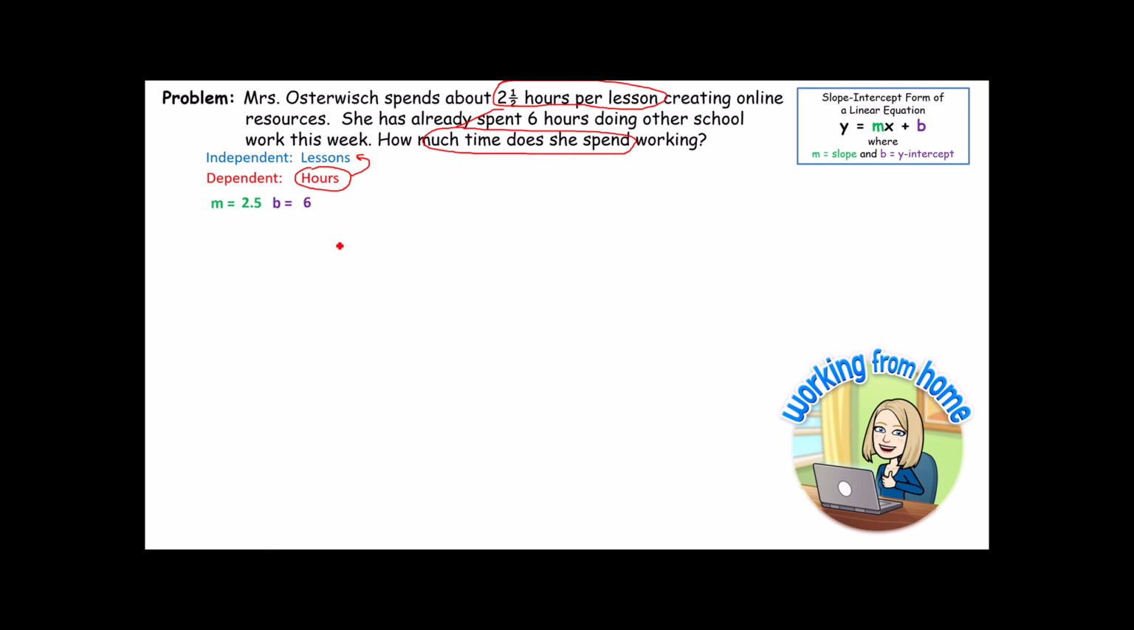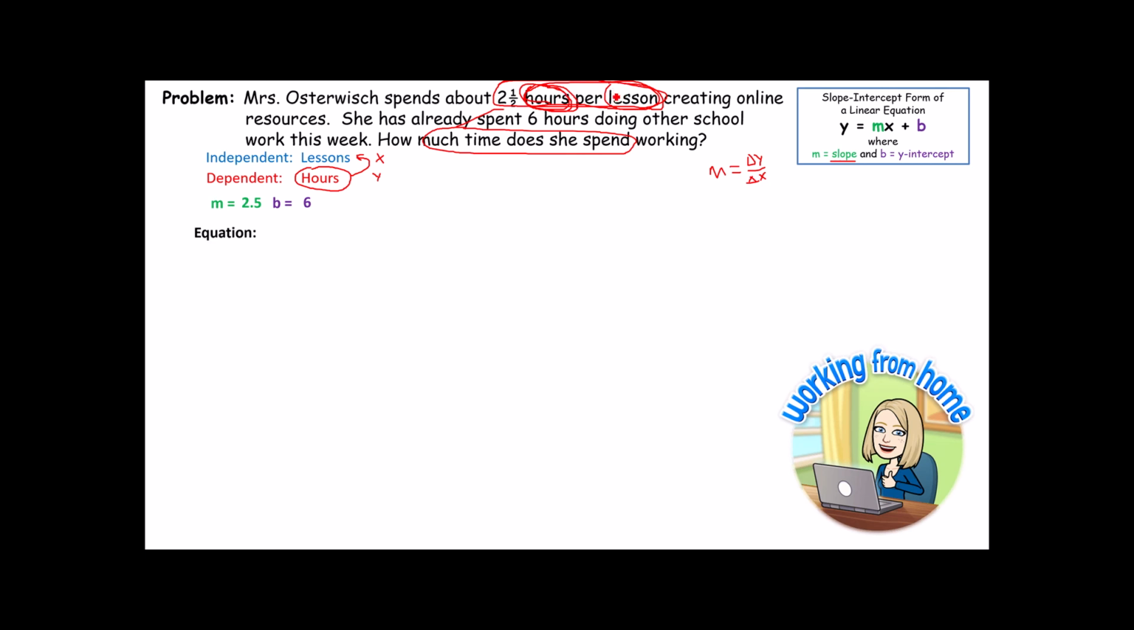One little shortcut for knowing which one's independent and dependent is if you look here and it says hours per lesson, you'll remember that our slope is always rise over run. And in this case, the rise, or y, is going to be our hours. Little trick there for figuring that out. Remember, slope is change in y over change in x. So if you get a phrase like hours per lesson, where you have that per in the middle, you can pick up your dependent and independent pretty quickly.